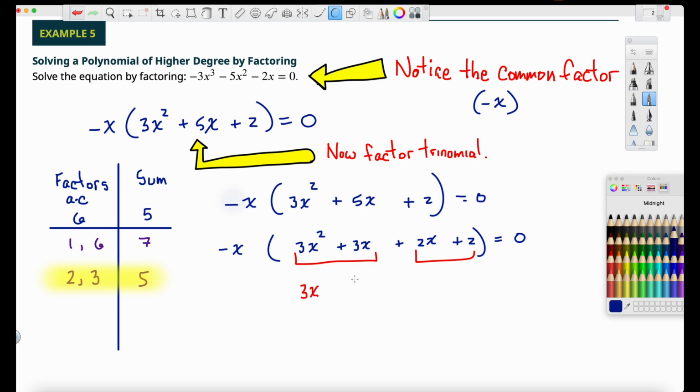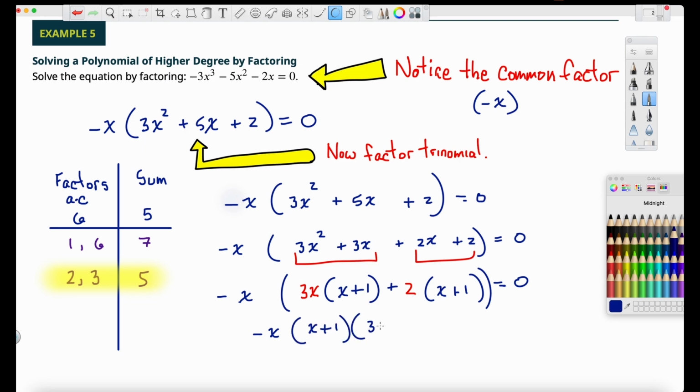So let's factor that out. 3x is our GCF for the first 2. Leaves us with x plus 1. 2 is our GCF for the last 2. Leaves us again x plus 1. And then don't forget to bring down that negative x. Okay, so let's factor out the x plus 1. This is now fully factored.